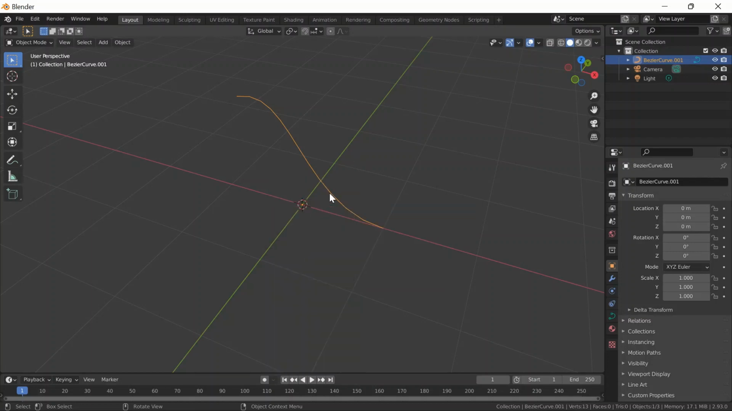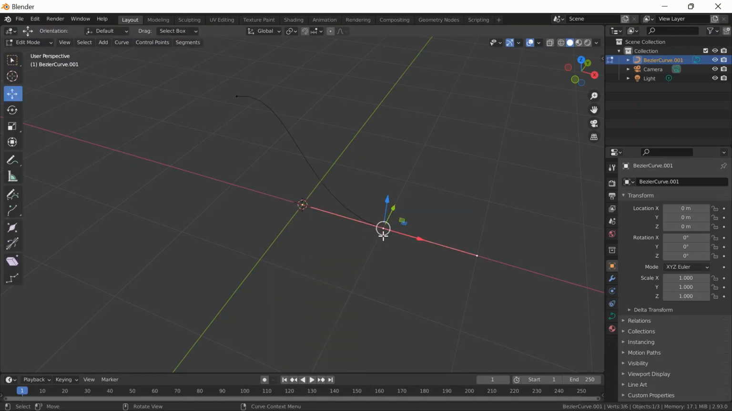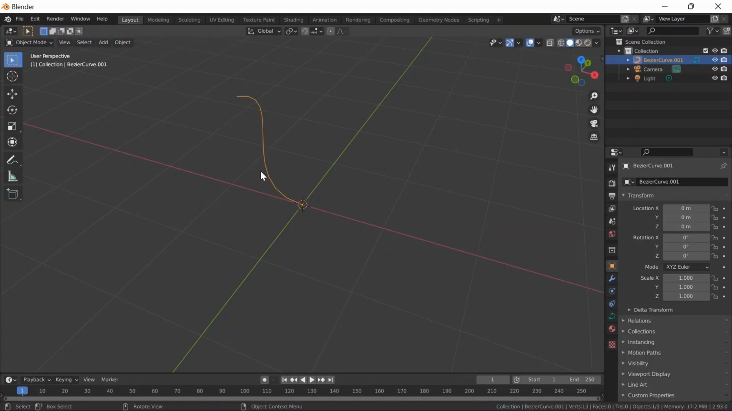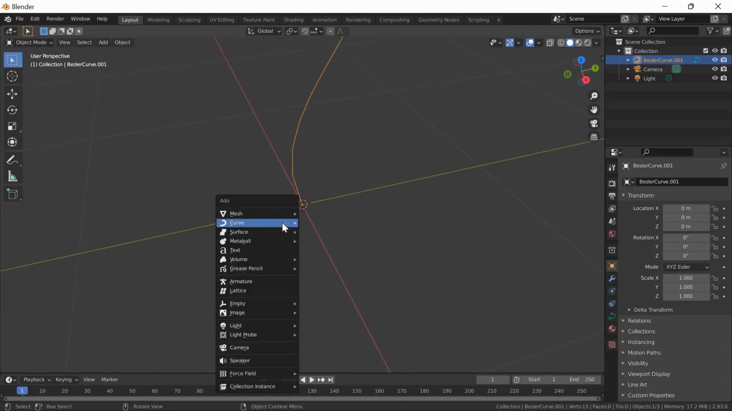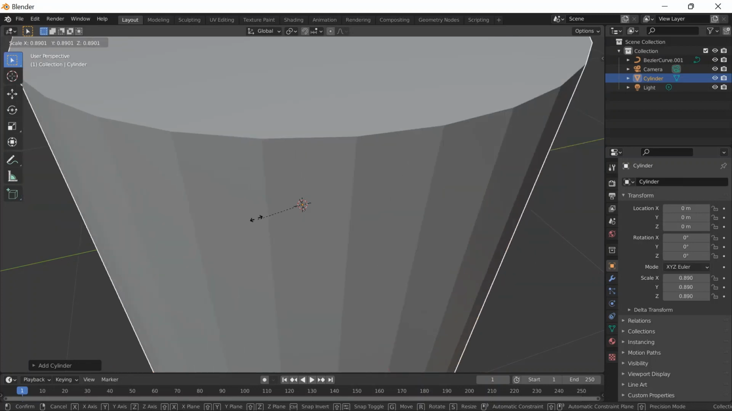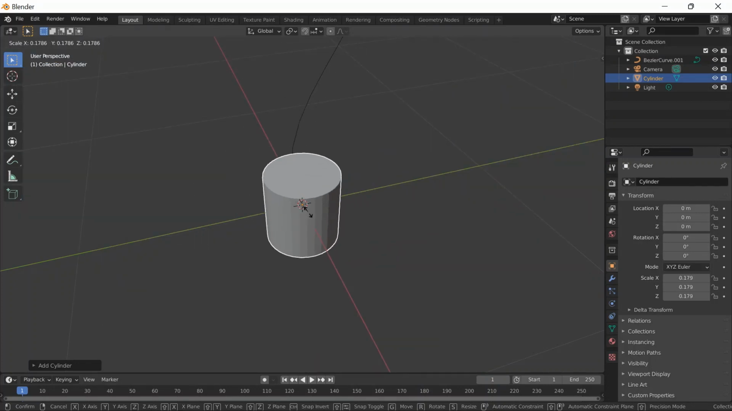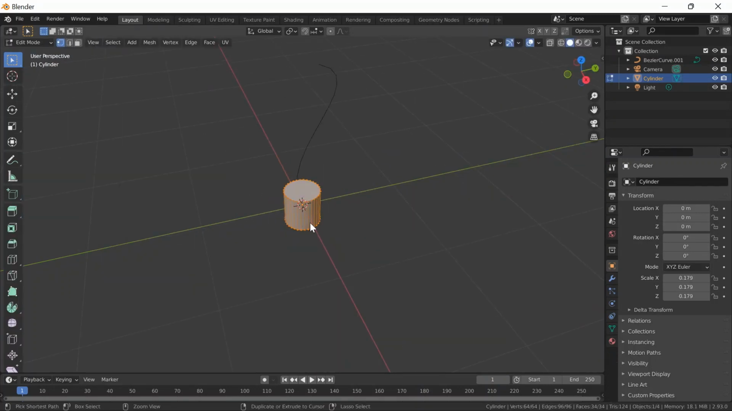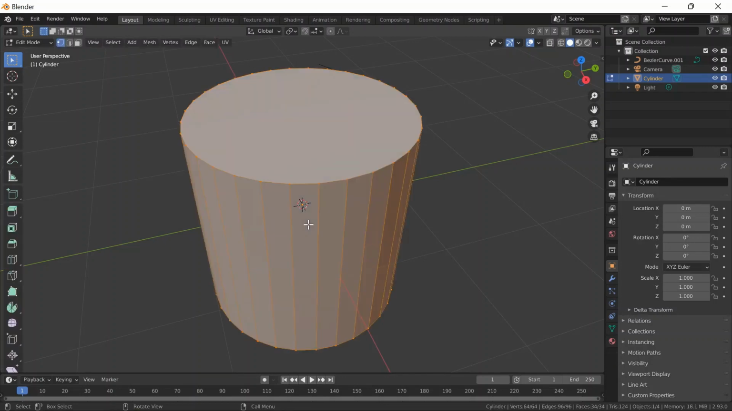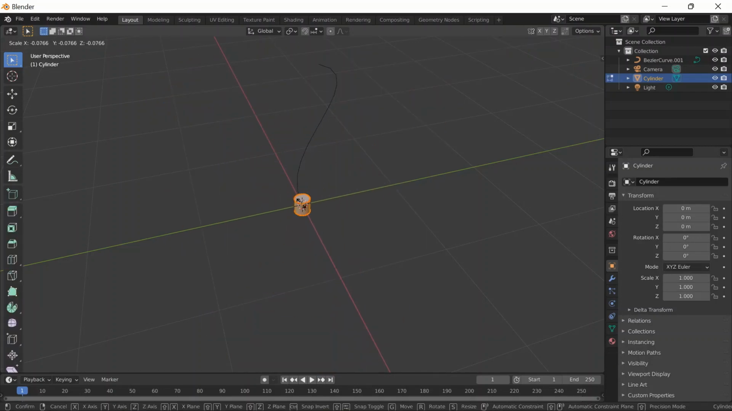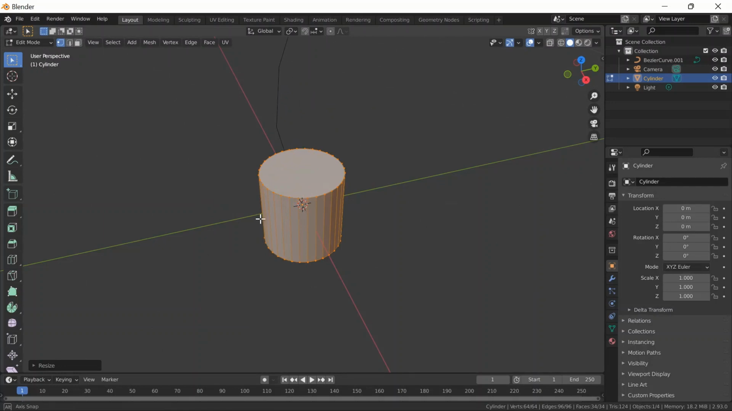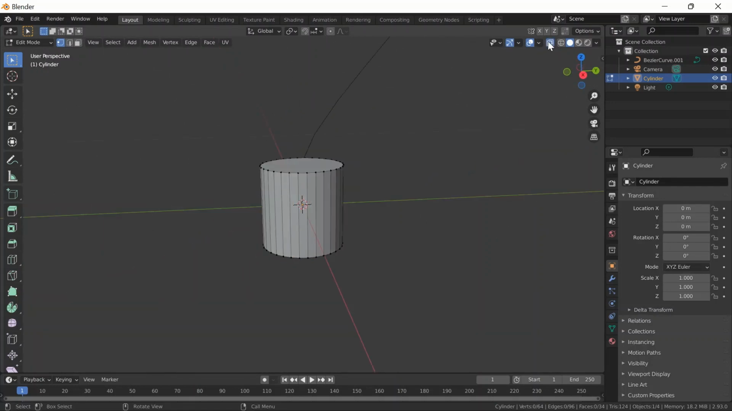Can I move this to be here, just so it could be the origin? And I'll do Shift A and we'll do a cylinder. Scale that down. Or could we have scaled it with... Scale it down. Okay, we're going to turn on X-ray. Ready?